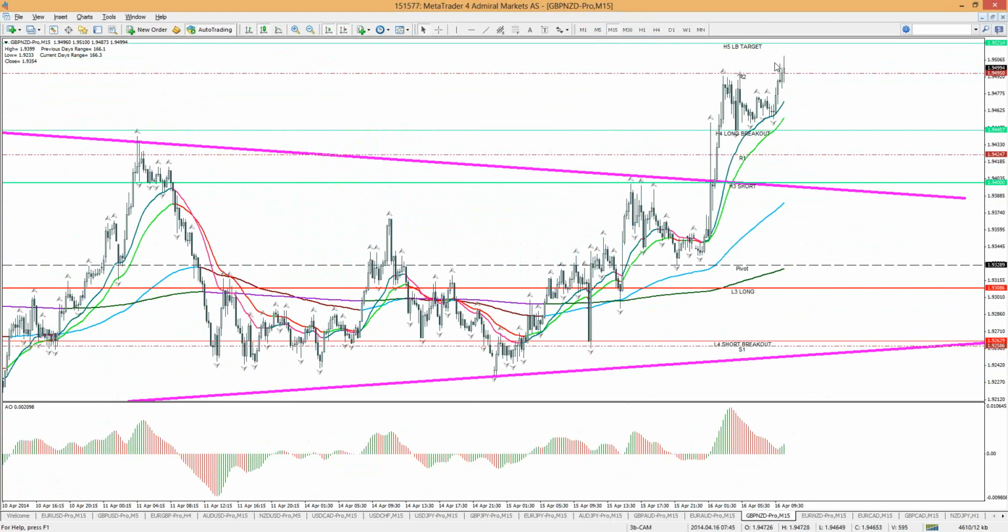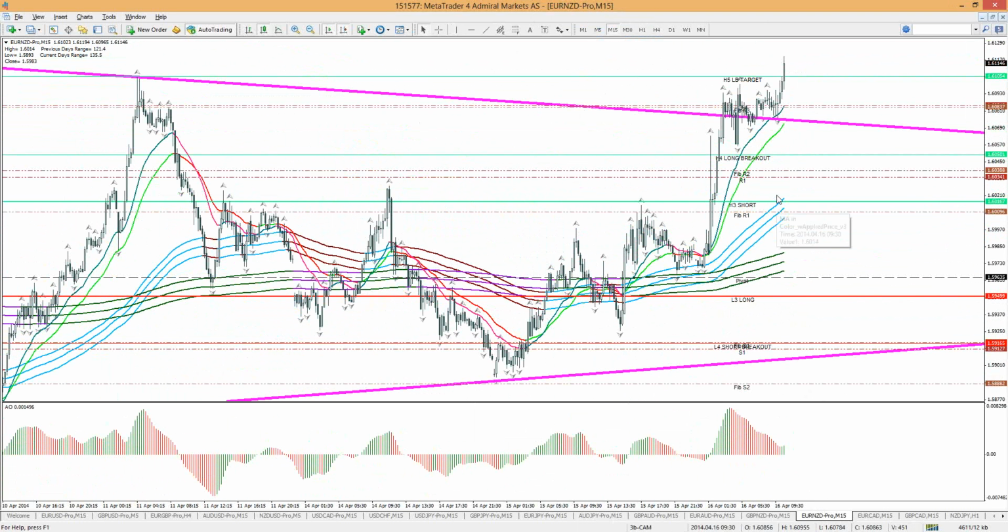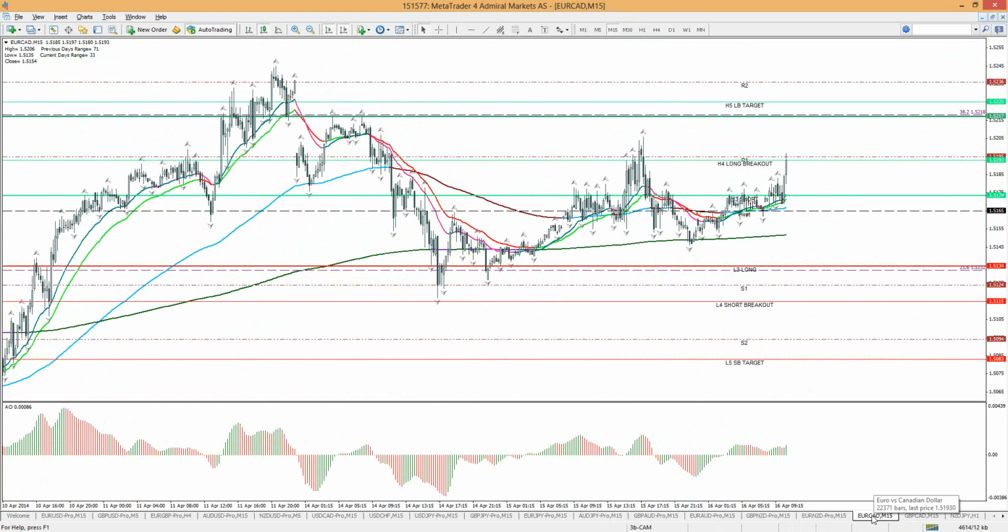Pound New Zealand is pretty close to its end, though, of its daily move, in the sense that H5 is pretty close by, and the Euro New Zealand already pushed through H5. Euro CAD didn't get too much follow through to the upside as I was hoping for. Did make some push, but then didn't make that move throughout the session, so didn't get that follow through. Now it seems to be getting that follow through.